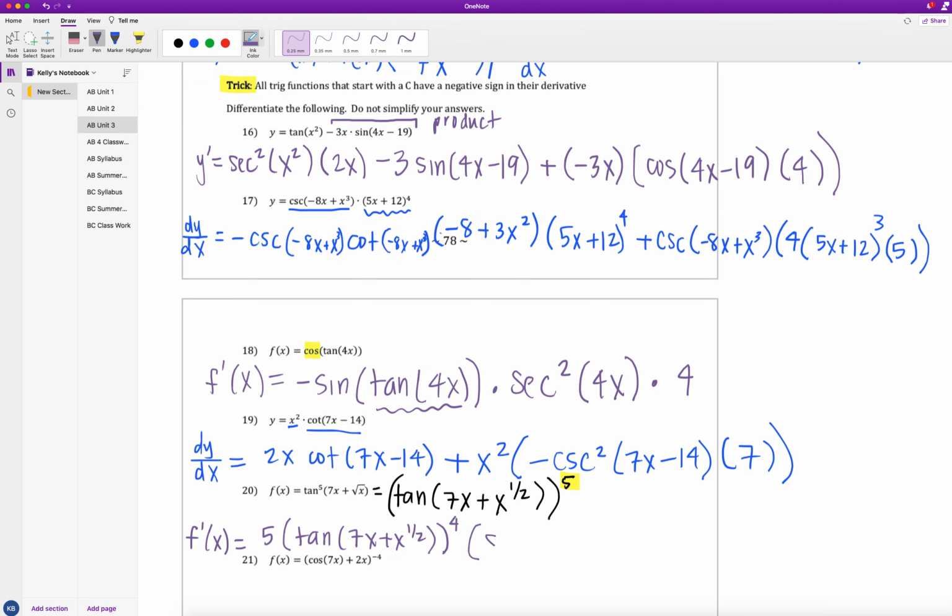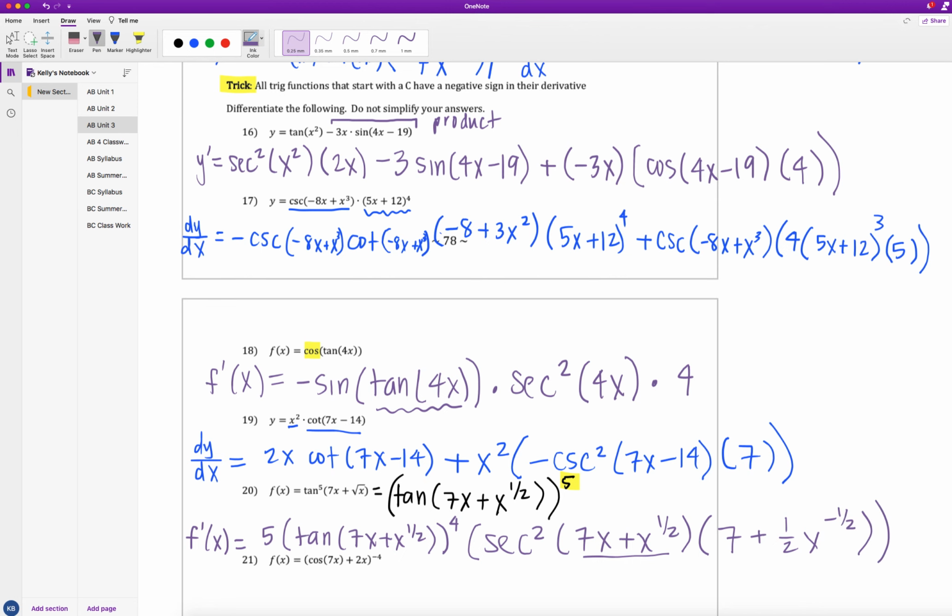Derivative of tangent is secant squared. Keep that inside function the same, times the derivative of that inside function. So I'm now taking the derivative of 7x plus x to the 1/2, which will be 7 plus 1/2 x to the negative 1/2. And we've got to be really careful with the parentheses here.